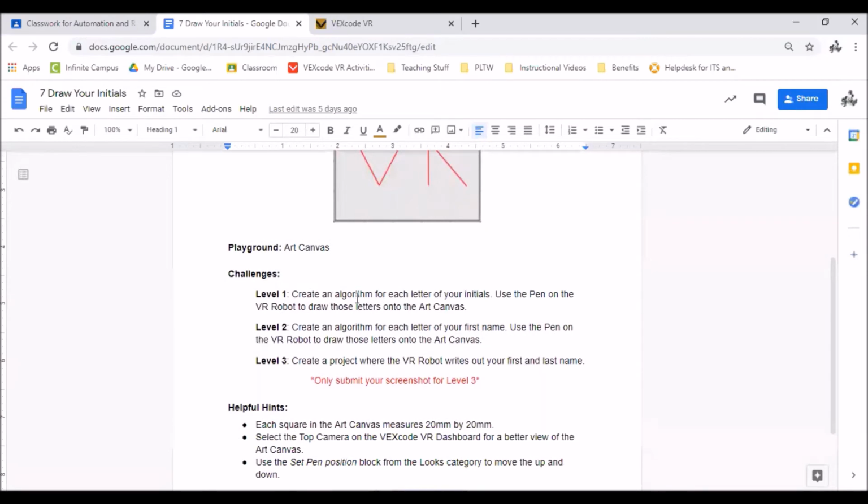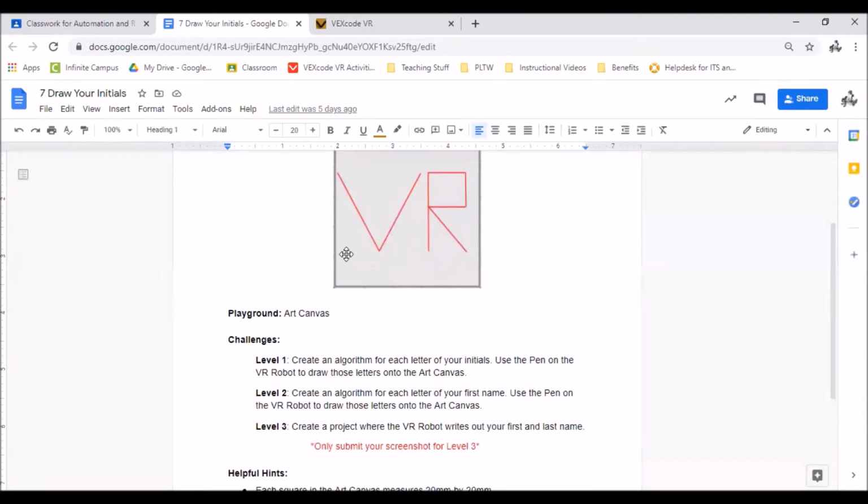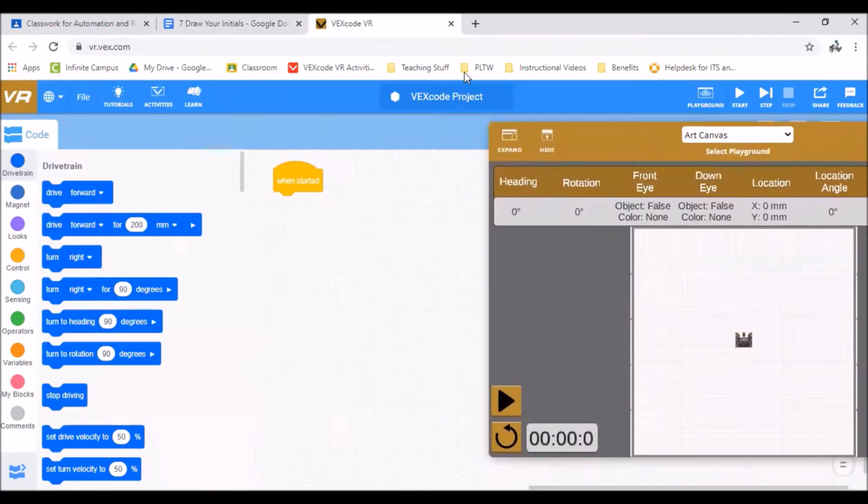Okay, so for level 1, create an algorithm for each letter of your initials. Use the pen on the VR robot to draw those letters into the art canvas. For your initials, I don't need your middle name, just first and last name is fine.